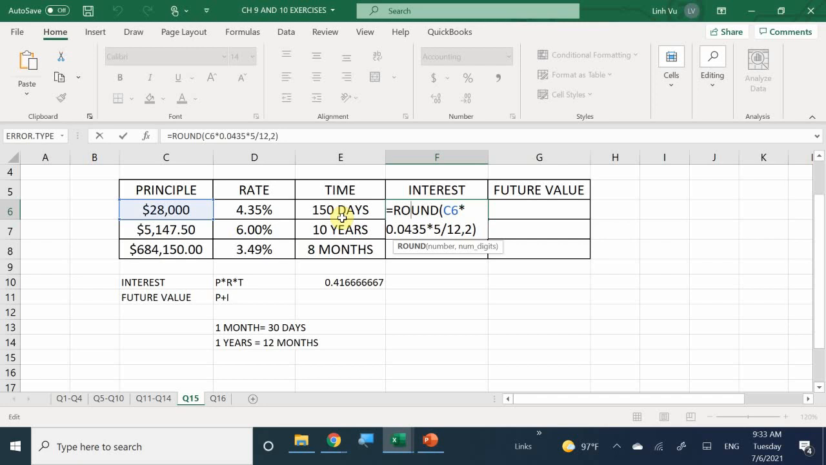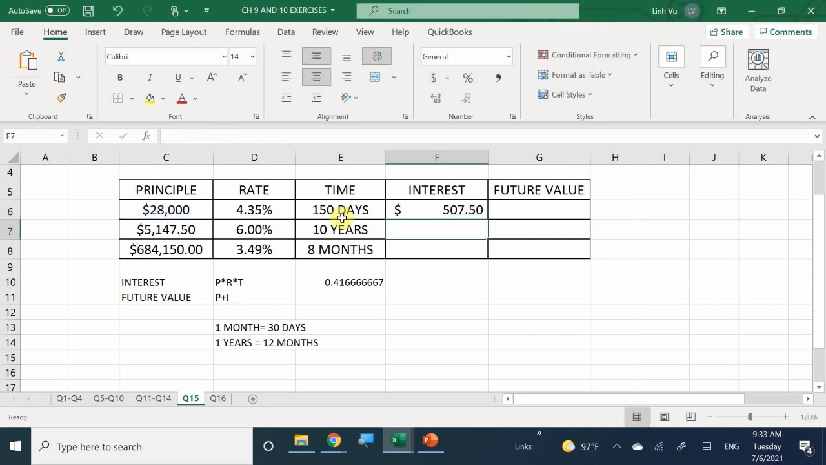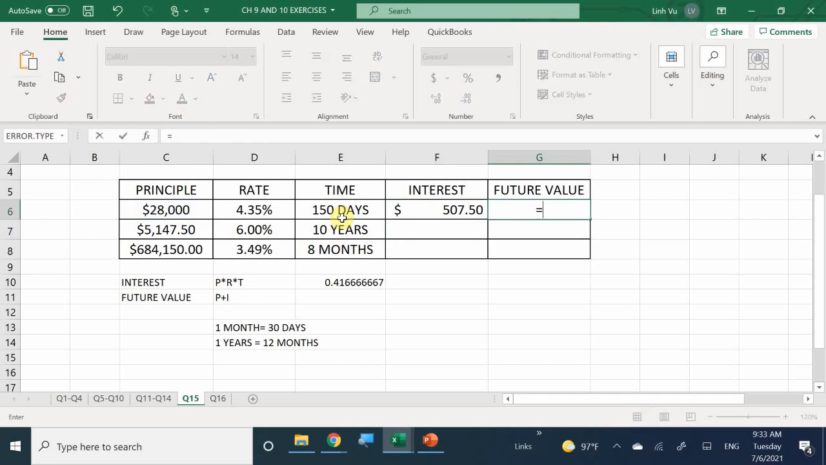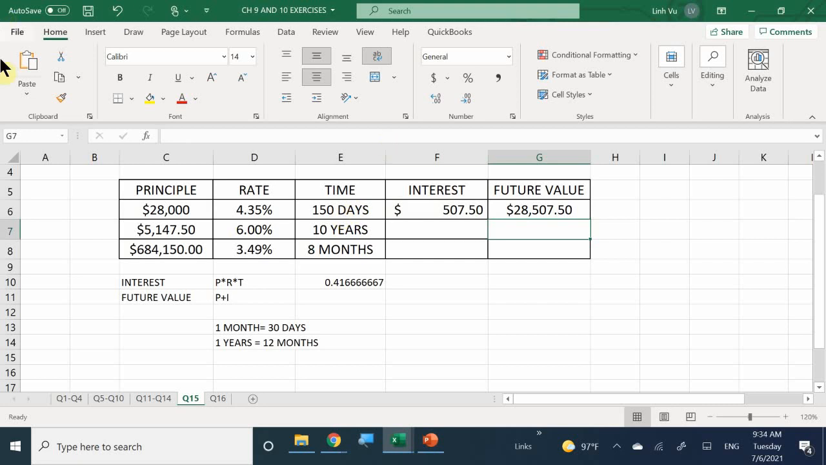Okay, I got it. So you should get 507 and 50 cents. So therefore, what is going to be my total future value? $28,507.50. Good. Perfect. Okay.